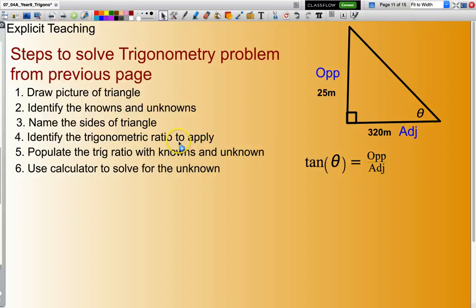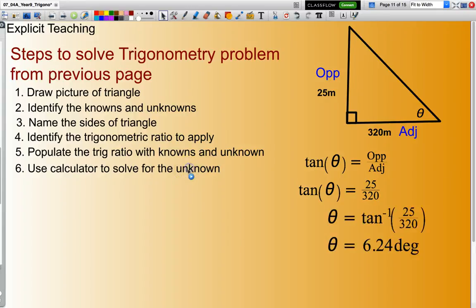I will now populate the values of knowns and unknowns into that ratio. Tan theta equals 25 divided by 320. And then I'll just solve using my calculator. Theta equals the inverse tan of that fraction there, equals 6.24 degrees. Again, I've written this to 2 decimal places.